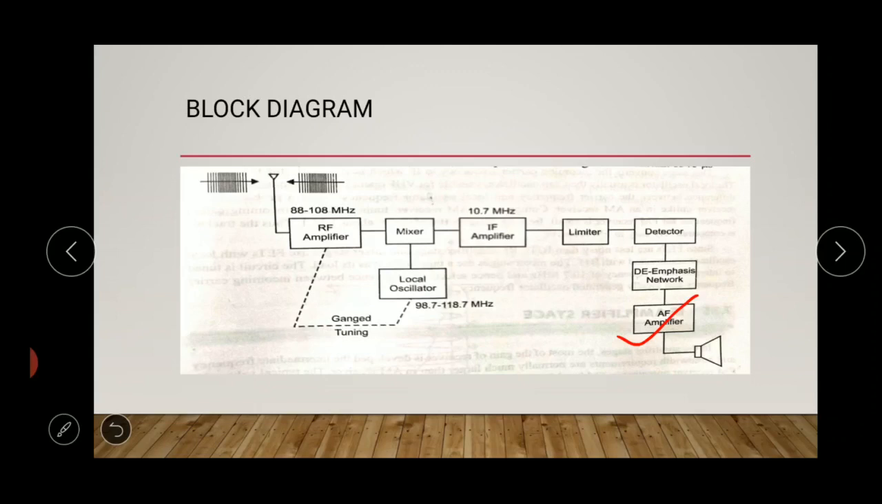In the FM receiver, we use the principle of superheterodyne. In the previous class, we briefly discussed the superheterodyne receiver. In that, we already discussed ganged tuning, how we can keep constant the difference between the incoming signal and the carrier signal. The same principle is used here.